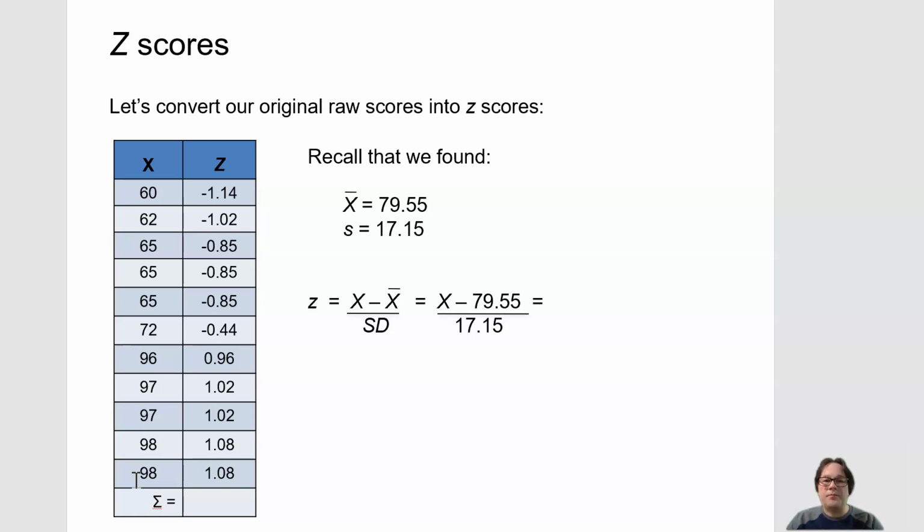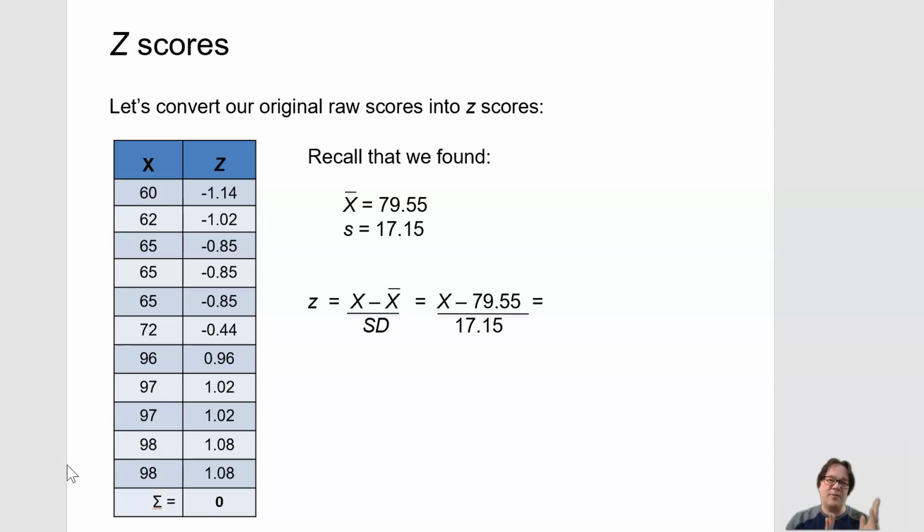Okay, so what if we were to add up all of these z-scores? What would we get? Well, let's add them up. We get 0, right? And we'll talk about why that's the case next time. But try thinking about it, right? Think about what z-scores are. Remember, they're standard deviations. So they're standardized.